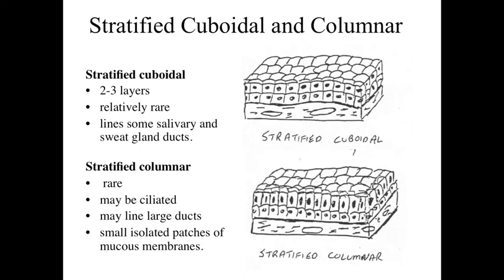And then finally, we're going to take a look at stratified cuboidal and stratified columnar. These are much rarer within the body. Stratified means multiple cell layers, usually two, possibly three cell layers thick. The surface cells are either going to be cubes, about the same height and width, or columns, taller than they are wide. They're relatively rare, lining some ducts within the body, but in general not found very commonly.